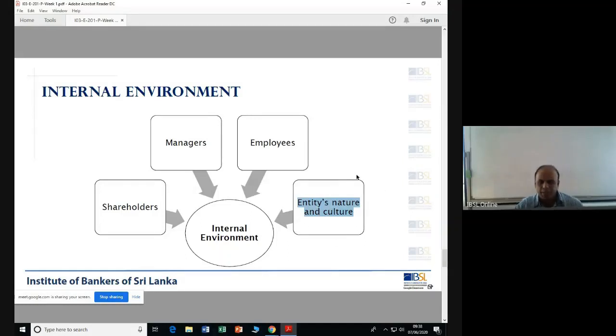I don't need to explain in detail what the culture of the organization is, because every organization has its own specific culture relating to their organization. So the internal environment is basically built up with these components: the shareholders, the managers, the employees, and the entity's nature and culture, which is also an integral part of how we behave and do business within the organization.